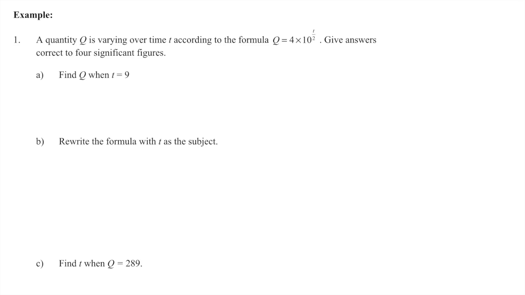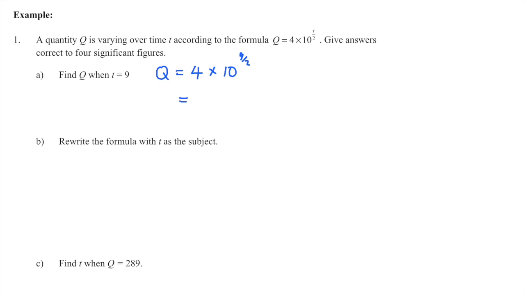A quantity Q is varying over time t according to the formula Q is equal to 4 times 10 to the power of t over 2. Give answers correct to 4 significant figures. Find Q when t equals 9. So that's pretty straightforward. Q equals 4 times 10 to the power of 9 over 2. We put that into our calculator.